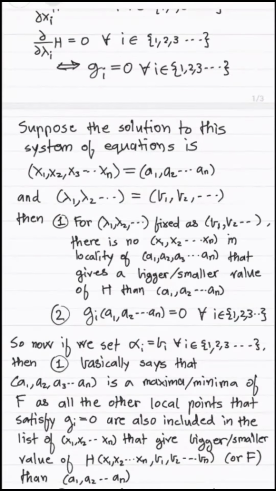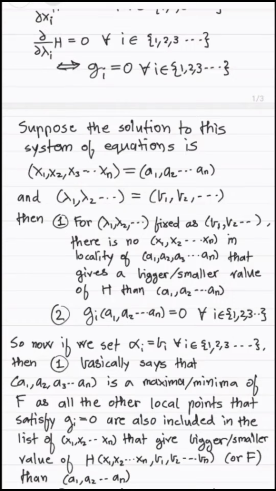Suppose the solution to this system of equations is this: x1, x2, x3 till xn, these free variables, have the values a1, a2 till an. So this is a solution, I should say. And you have lambda 1, lambda 2, and so on equal to b1, b2, and so on, right? So here you might have just one solution, or you might have more solutions. We don't know yet, right?